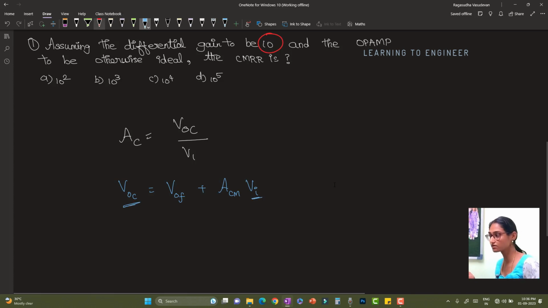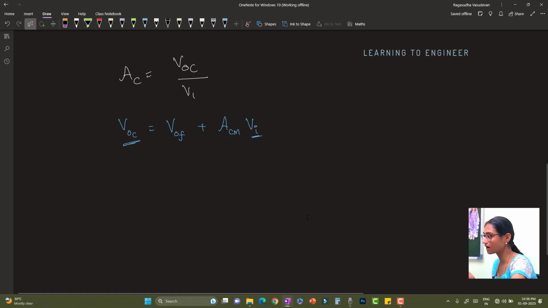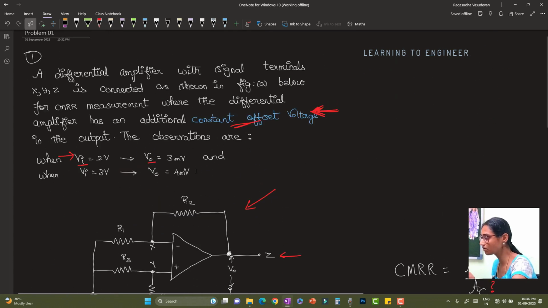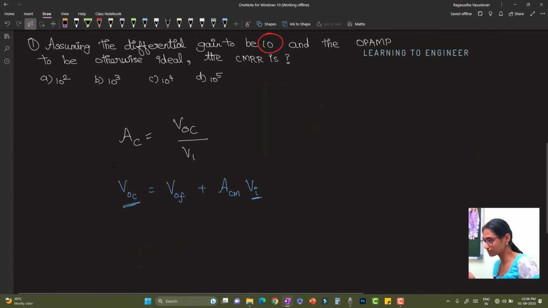Let's substitute the values. It's given that the output is 3 millivolt when the input is 2 volt in the first case. So we'll substitute in this equation: 3 millivolt, which is 3M, is equal to the output offset voltage plus the constant gain times 2 volt. This is as per case number 1.